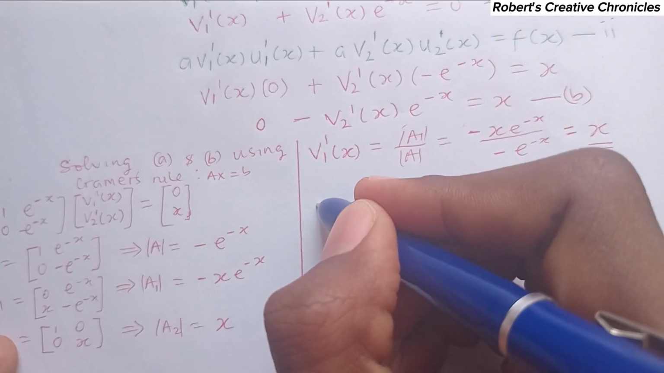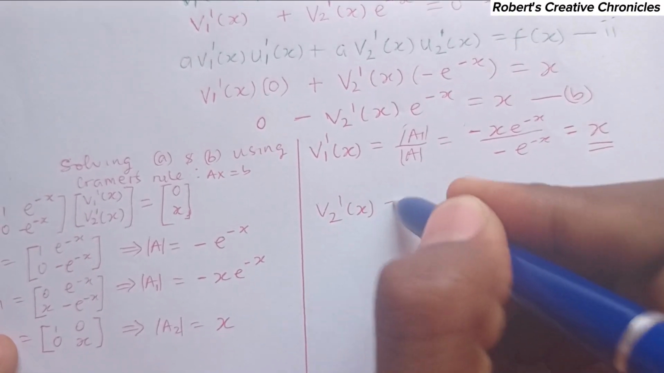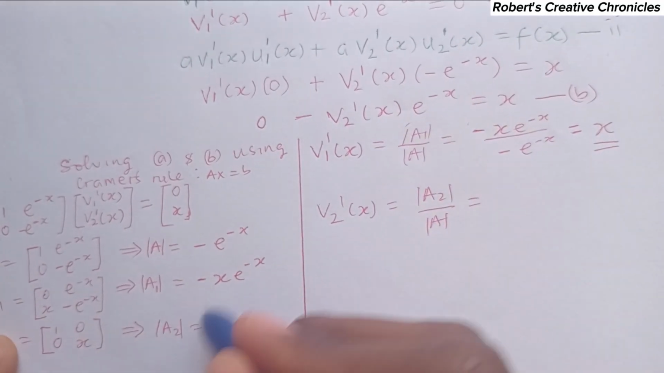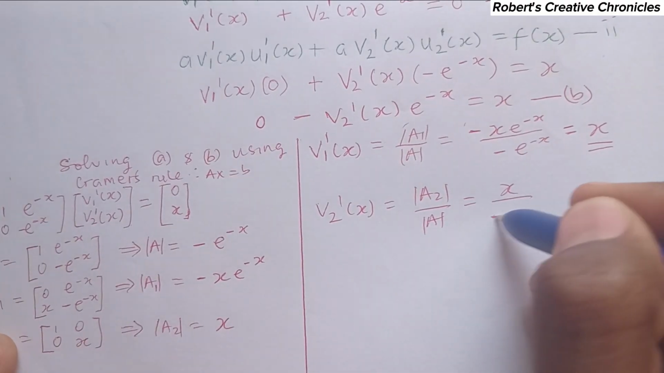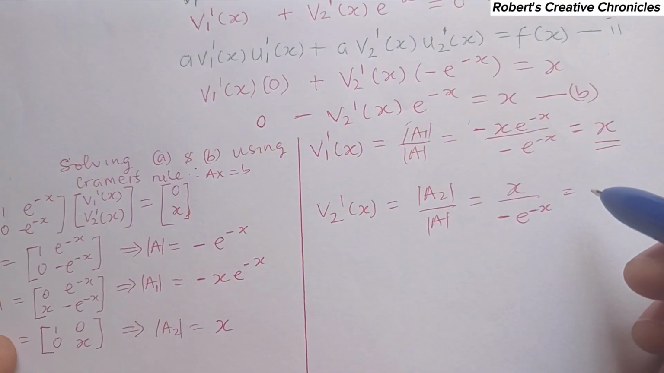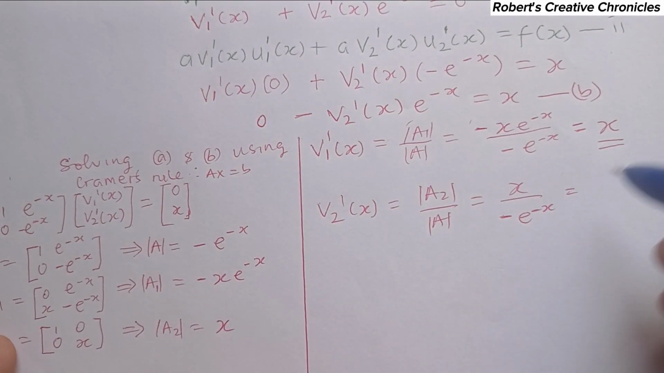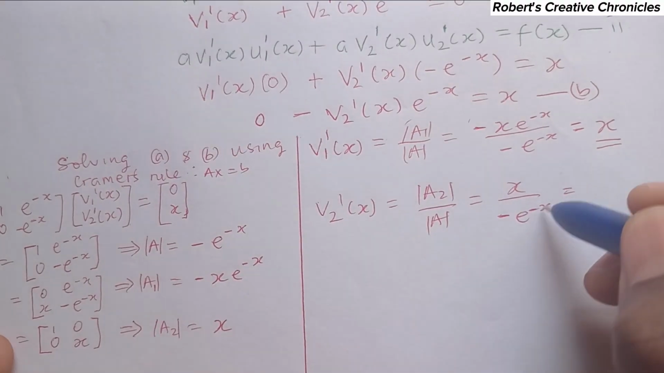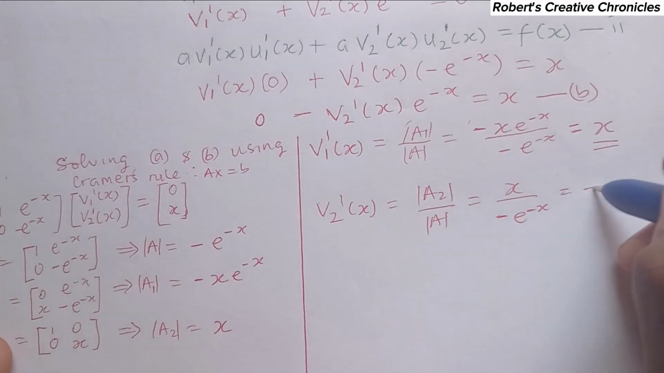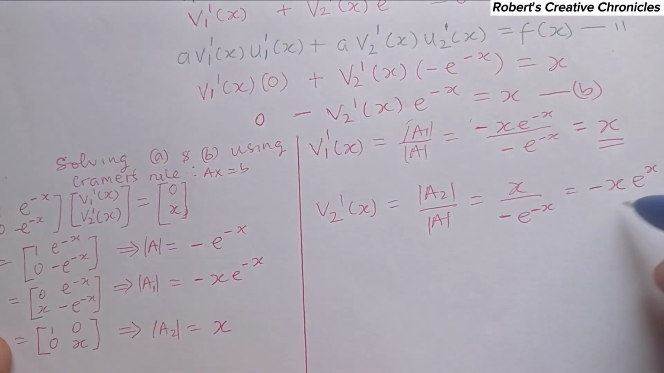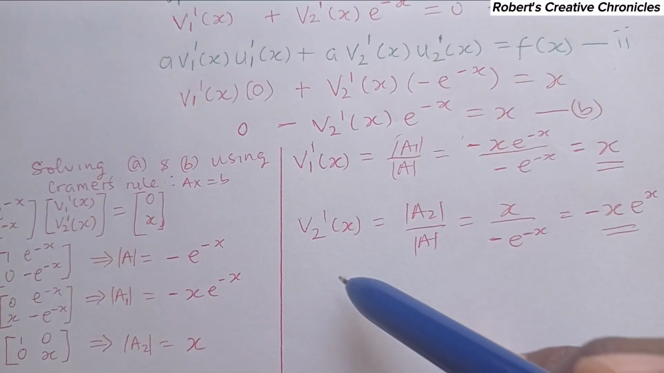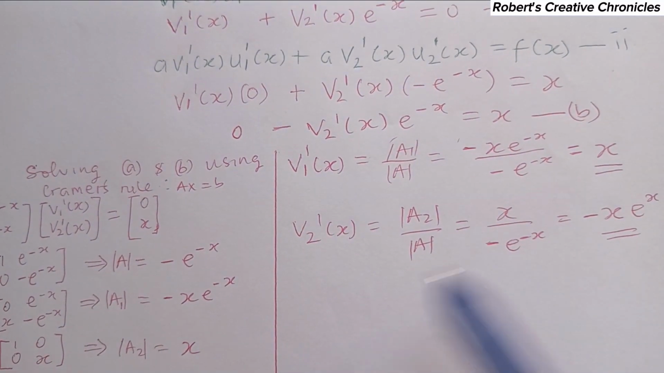And the second one is what? v2 prime x, which is equal to a2 over a. a2 is x over negative exponential minus x. So this will be negative. This exponential minus x will come up here and become exponential x. So it will be negative x exponential x. So now we have found the values for v1 prime x and v2 prime x.